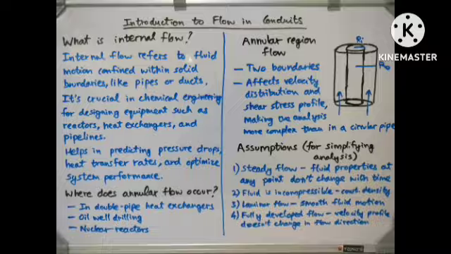Comparing this to flow in a circular pipe, where fluid is confined within a single cylindrical boundary, annular flow involves two boundaries. This additional boundary affects the velocity distribution and shear stress profile, making the analysis more complex. Understanding these differences is key to accurately modeling and predicting flow behavior in annular geometries.